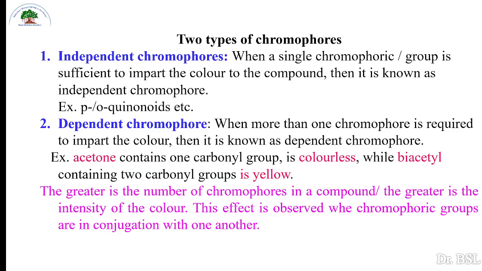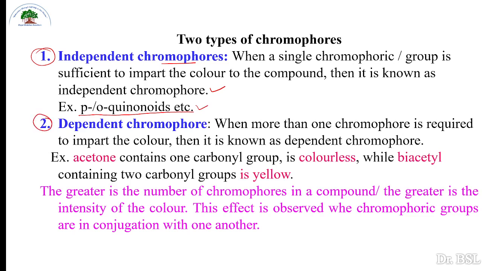Two types of chromophores are there. First one is independent chromophore. When a single chromophoric group is sufficient to impart the color to the compound, then it is known as independent chromophore. For example, ortho or paraquinoids. These are the independent chromophores.